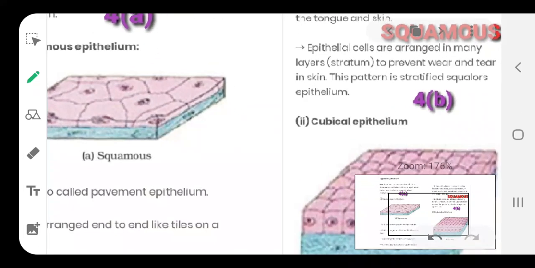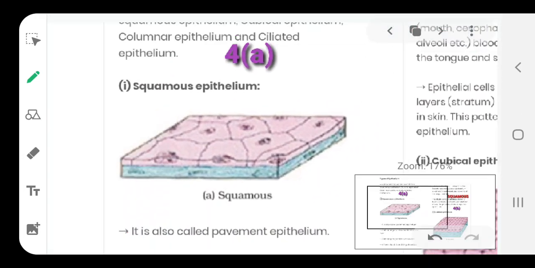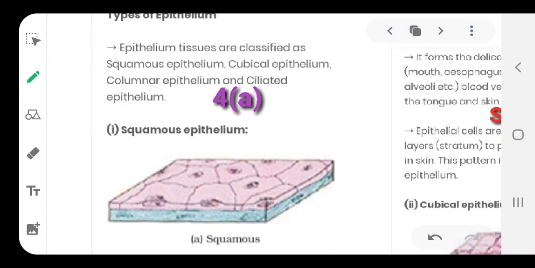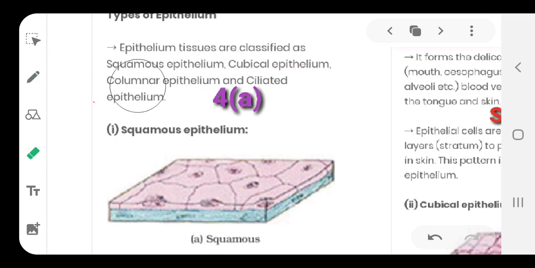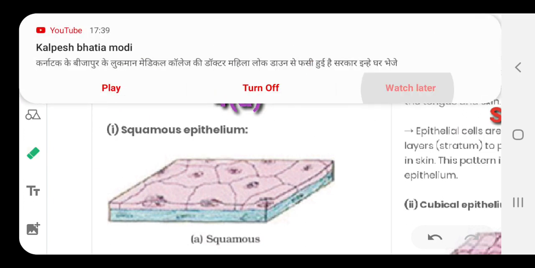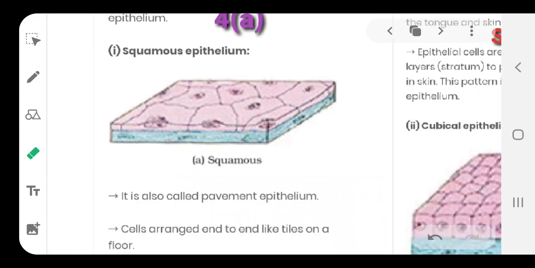Now move on to the other epithelium tissue. In this case, as I have told you, the epithelial tissues are of various subtypes. We have just seen cuboidal. So we have squamous, columnar, ciliated. We have just seen all of them in their respective diagrams. Now write down the features of these particular tissues.